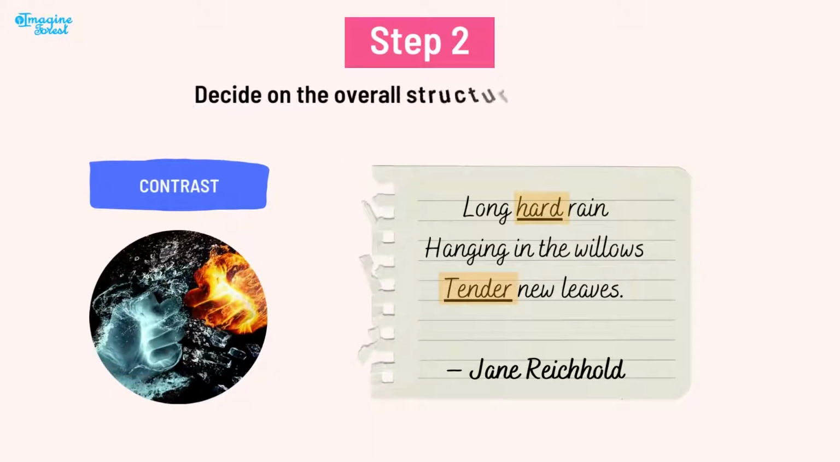The first is contrast. A contrasting structure is about thinking about opposites, such as a big thing and a small thing, or something loud and something quiet. Take a look at this example by Jane Reichold. In this example, the hard rain is the opposite of the tender new leaves.